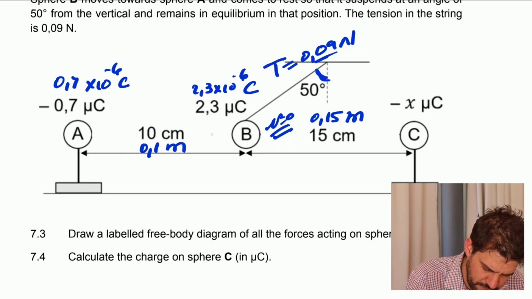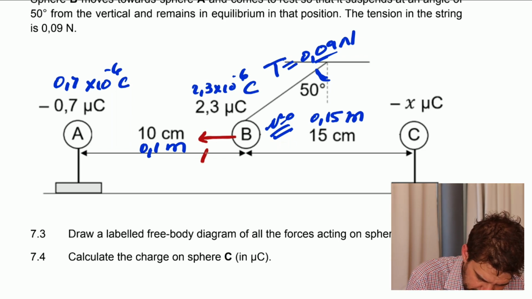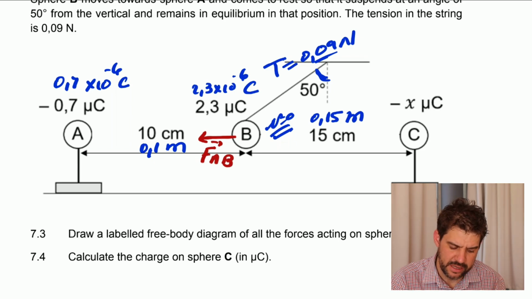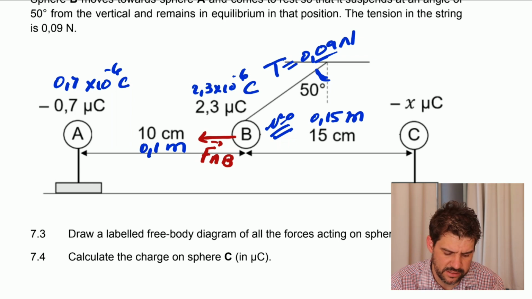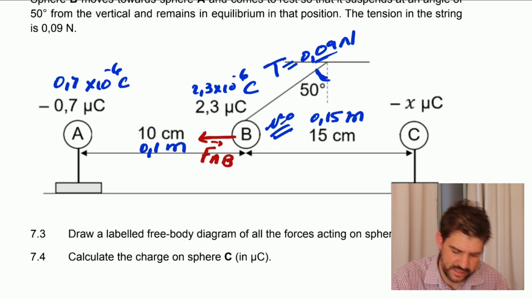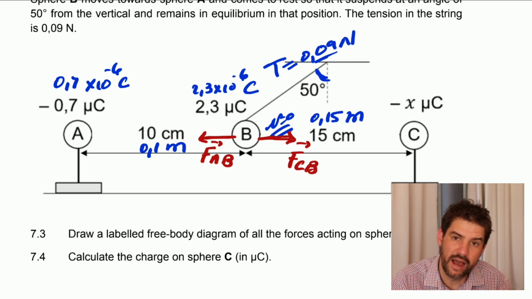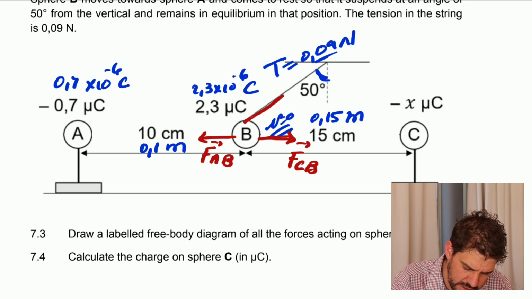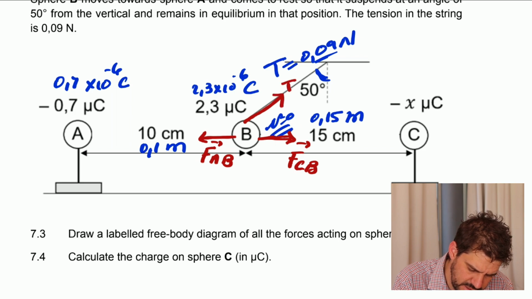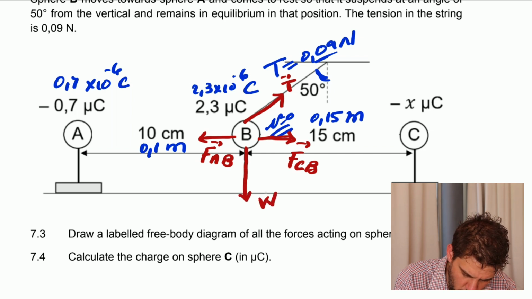If we represent a force, and I'm going to write it here, let me use this other color. This one is F, A on B. It's pulling B to the left. C is also pulling to the right because we don't know the charge, but we know it is negative. So it is going to be pulling to the right. This one is F, C on B. We have the tension. There is the rope that is pulling in that direction. This is T. And then we also have weight, which is pointing down, or gravitational force.